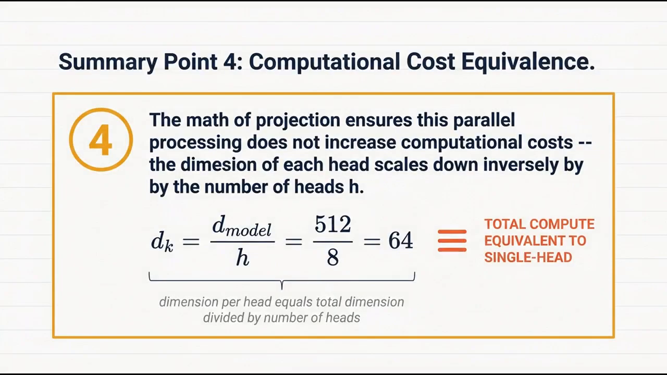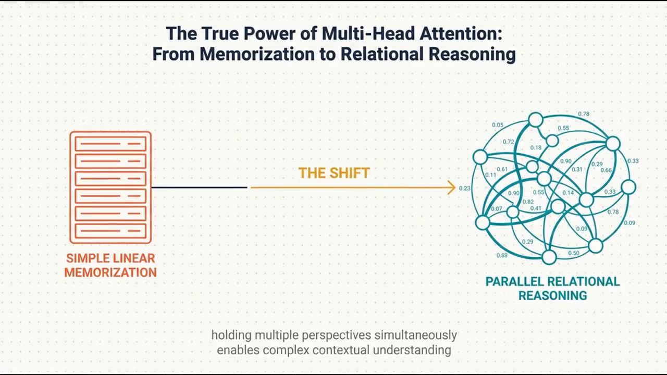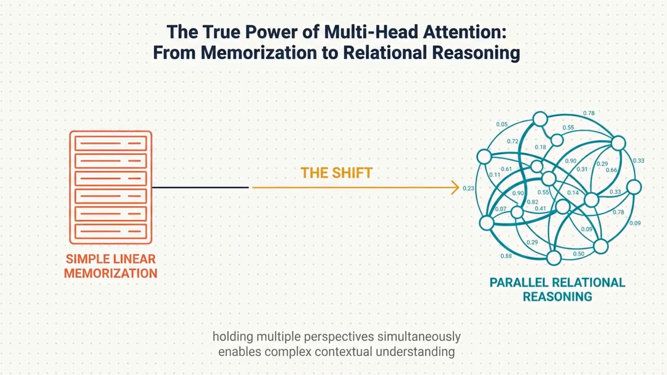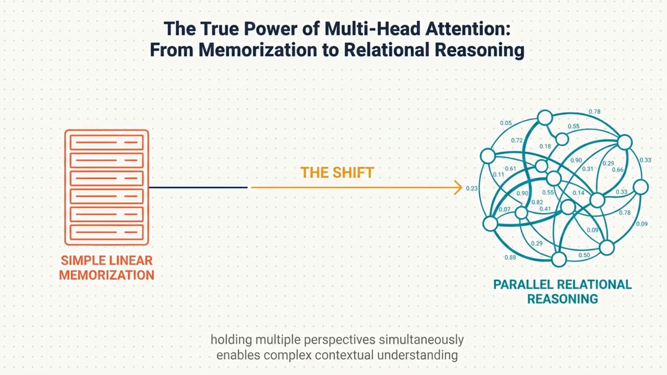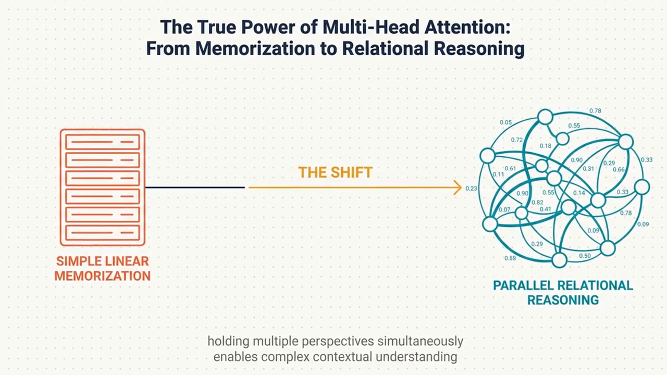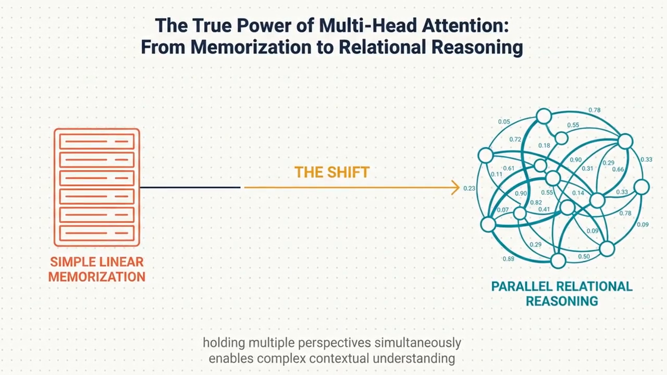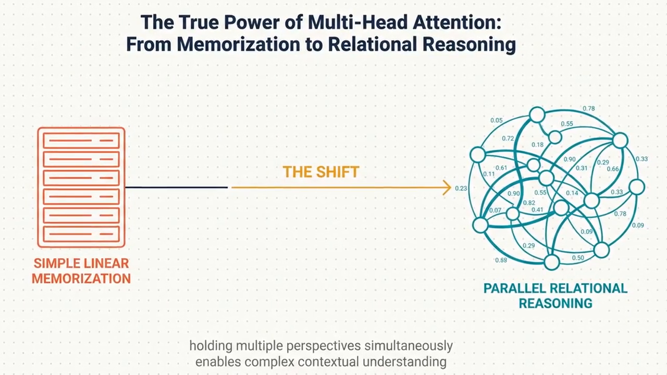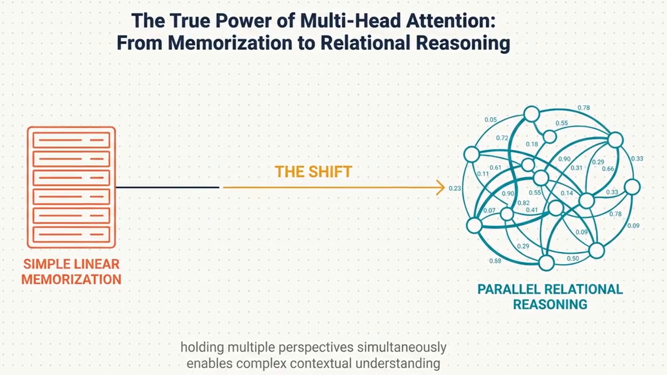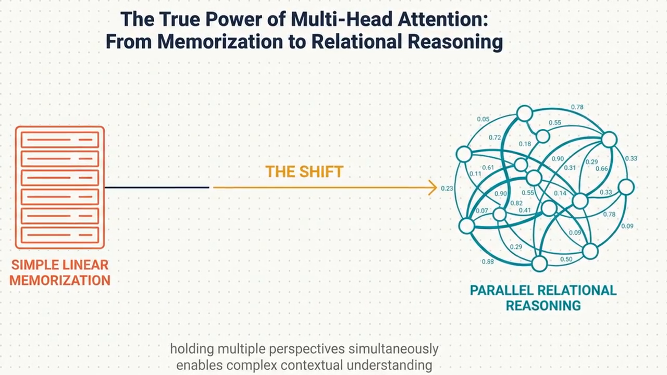Fourth, the math of projection ensures that this parallel processing does not increase computational costs, as the dimension of each head is scaled down inversely by the number of heads. The true power of multi-head attention is that it shifts the model's capacity from simple linear memorization to parallel, relational reasoning. By allowing the network to hold multiple perspectives in its mind at once, we enable the complex, contextual understanding that makes modern artificial intelligence feel so human.